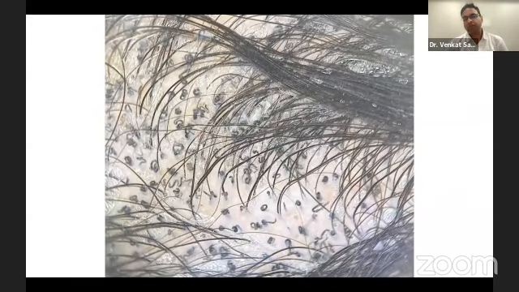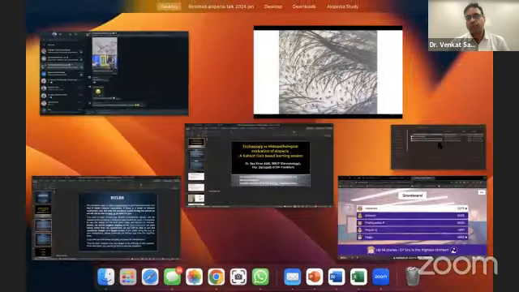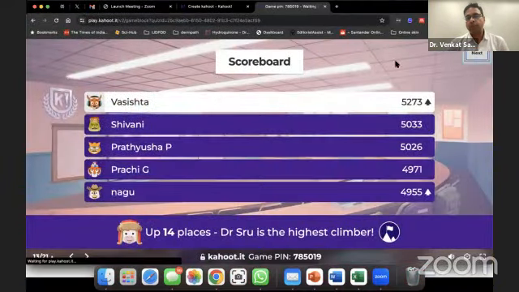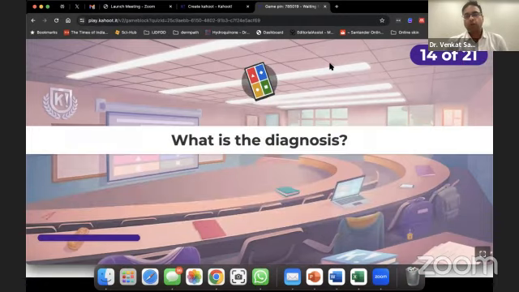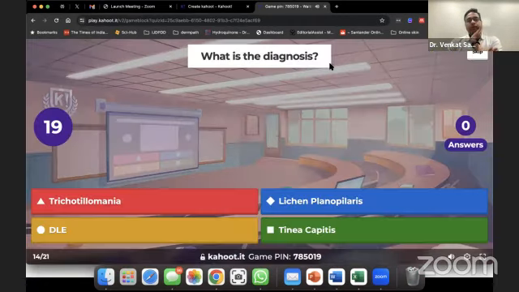Now, these are from 2 different patients. Oh, sorry, this is the same patient. Sorry, the same patient, 2 different slides, but 1 diagnosis. Okay, so let's go on to the quiz. This is an easy one, so I won't waste much time on this. What is the diagnosis? And your options are hypotrichosis, lichen planopilaris, DLE, or tinea capitis.